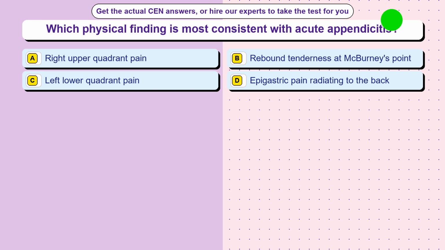Question 44. Which physical finding is most consistent with acute appendicitis? Option A, right upper quadrant pain. Option B, rebound tenderness at McBurney's point. Option C, left lower quadrant pain. Option D, epigastric pain radiating to the back.